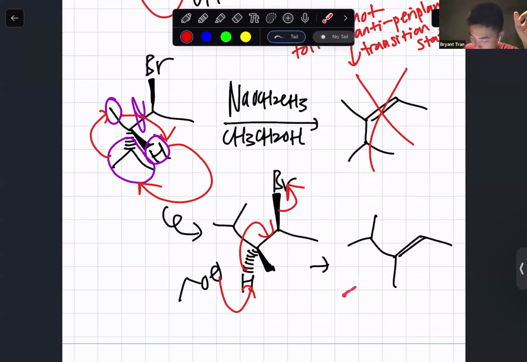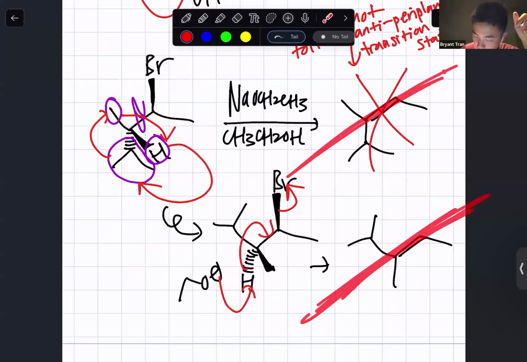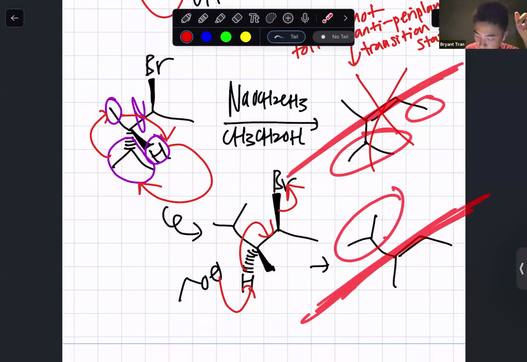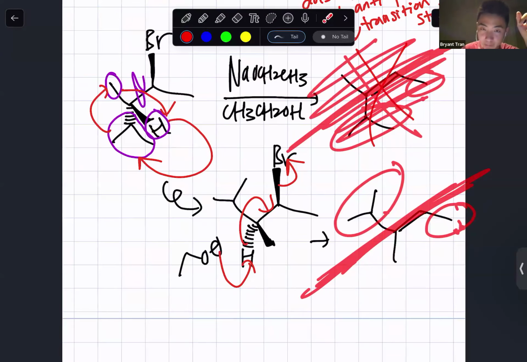which is different than this alkene right there. Because if we make a line through the double bond right here, the isopropyl group is on the same side as the methyl group on that incorrect structure, but on the correct structure, the isopropyl group is on the opposite side from the methyl. This one does not follow the anti-periplanar transition state, so that's incorrect. This one does follow it, so that is correct right here.